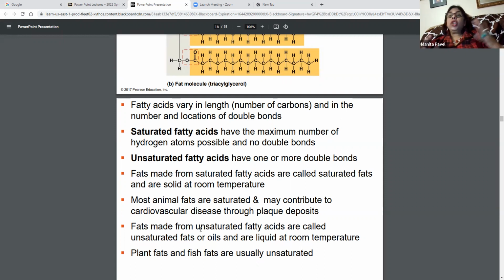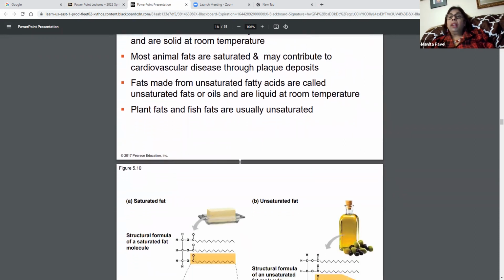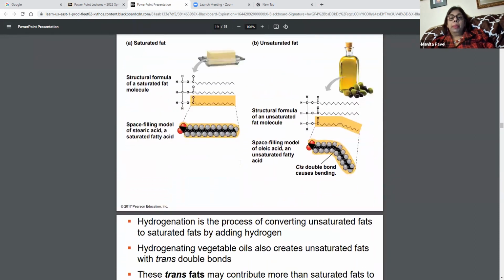And so it could lead to arteriosclerosis or atherosclerosis, meaning thickening of the arteries, cardiovascular diseases, heart diseases, if you consume a lot of saturated fats. So they are unhealthy. Most animal fats are saturated and may contribute to cardiovascular diseases through plaque deposits. Plant and fish oils are healthy oils. I've just put butter, lard, etc., and olive oil.